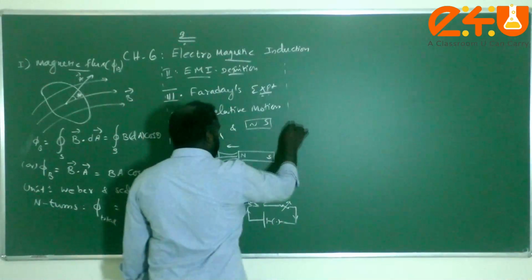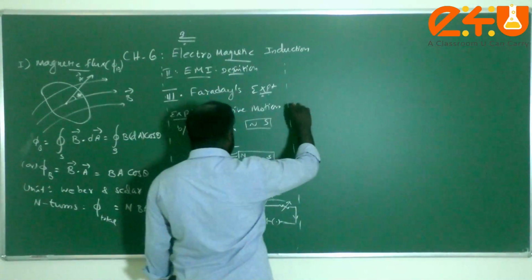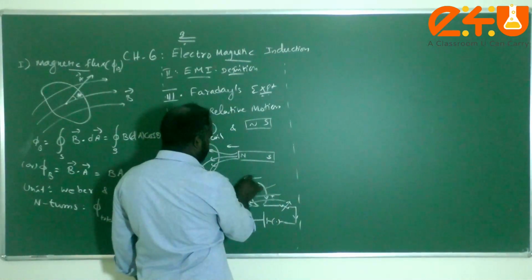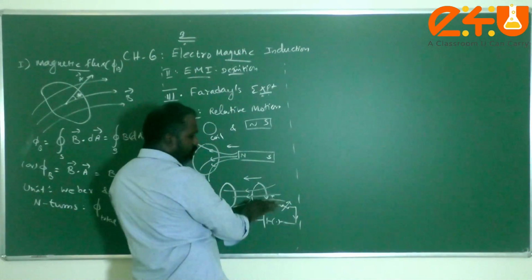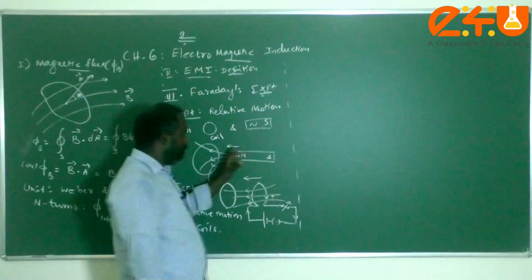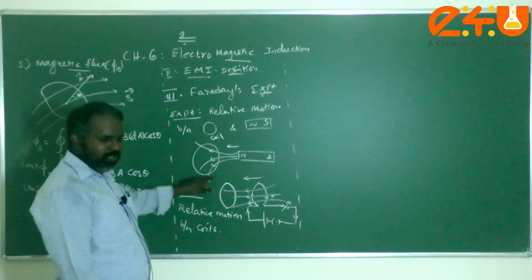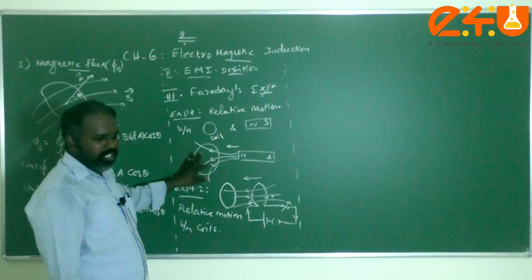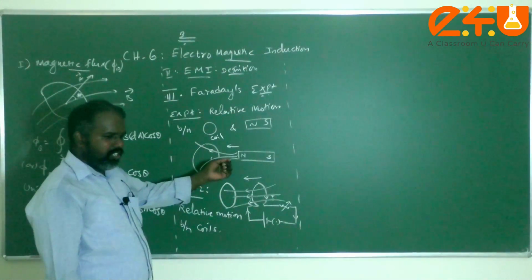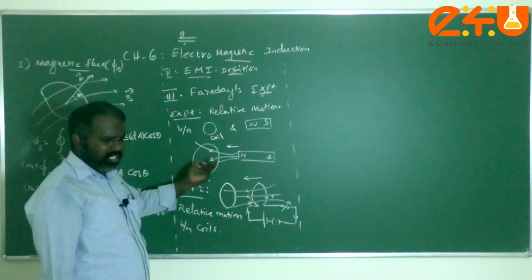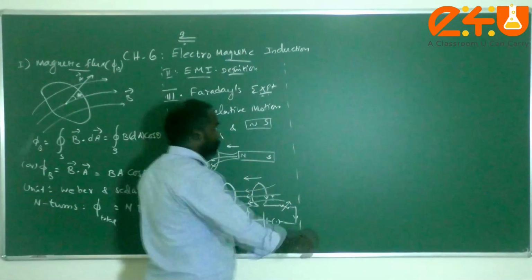And the third case is, yes, there is a relative motion, the coil may come closer or go away from each other, and whenever the direction changes, there will be a change in the direction of the induced current, because of the sign change in the magnetic flux value.